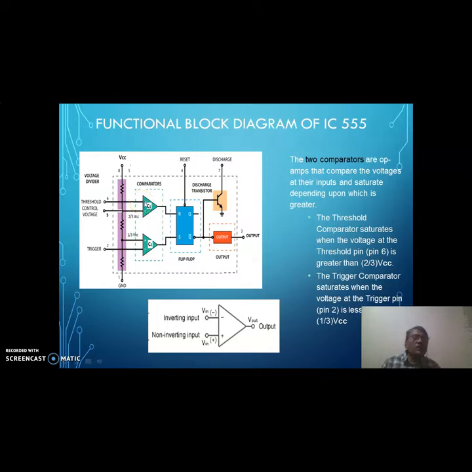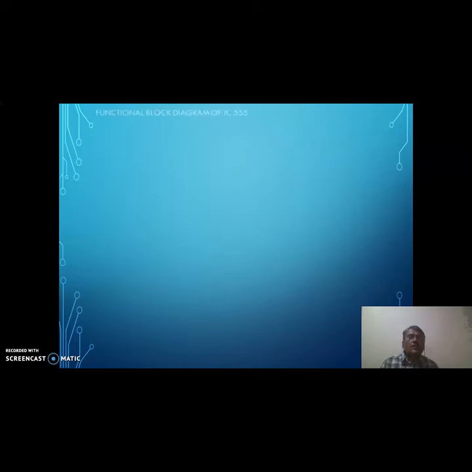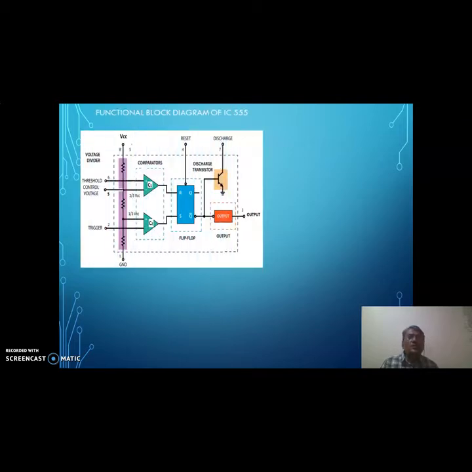So let us see, the reference level for the lower comparator is 1/3 VCC, and for the upper comparator it is 2/3 VCC. Then we can go for the next block, which is the RS flip-flop block. This is the RS flip-flop block, and this is the output Q and Q bar.